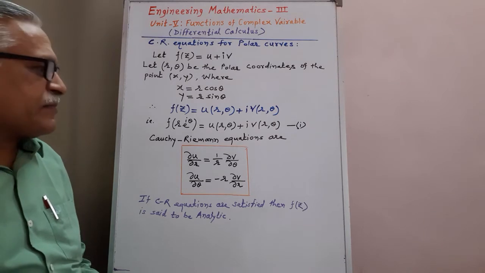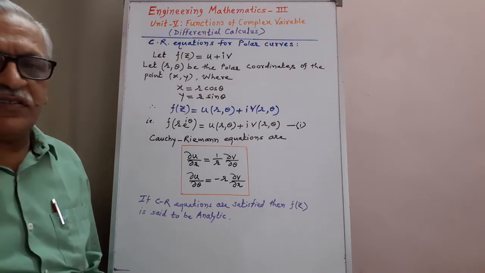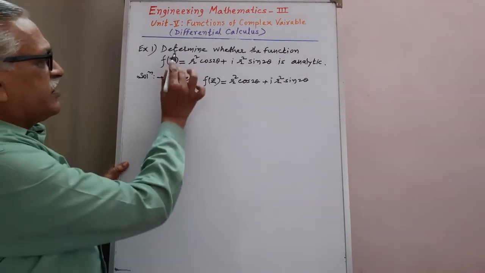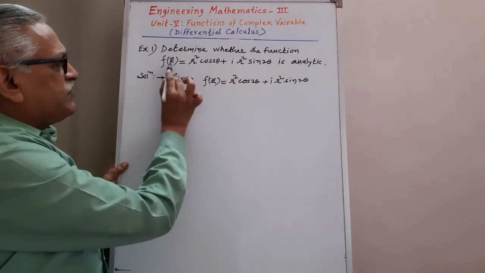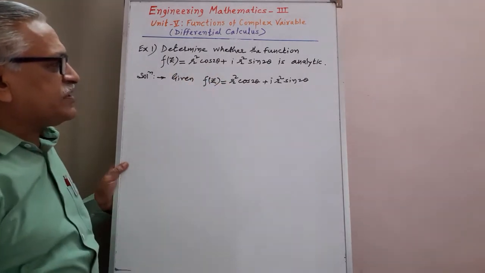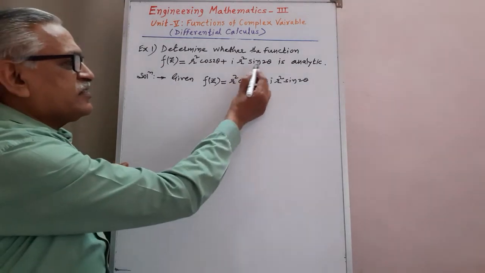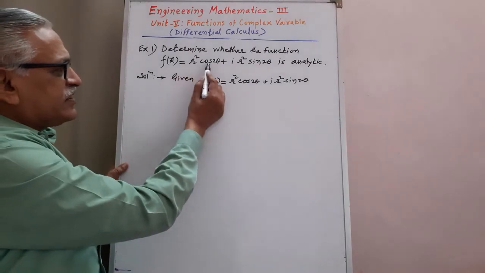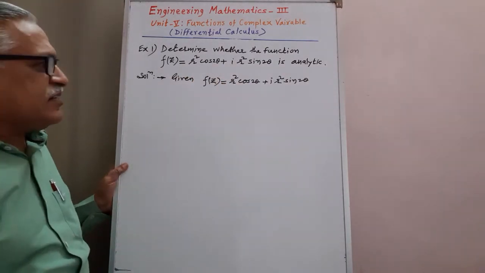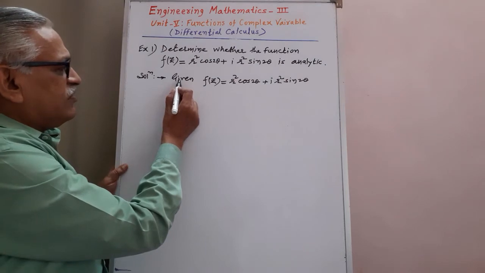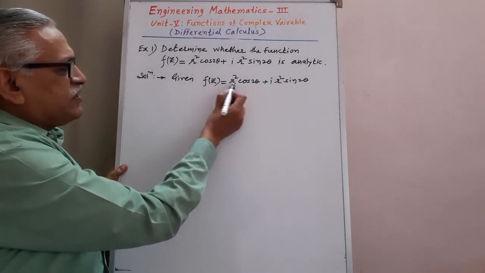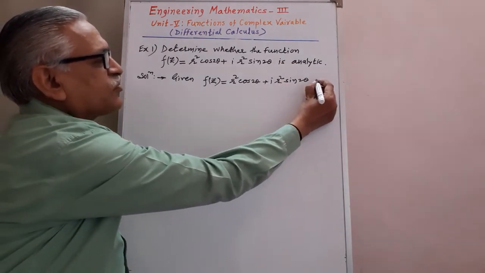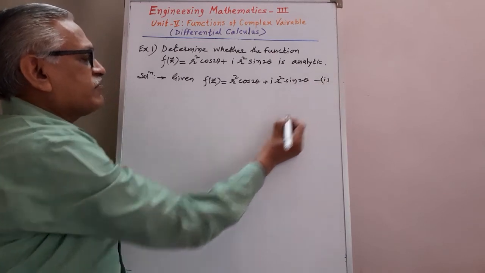For that, I will discuss some simple problems. Example number one: determine whether the function f of z is equal to r square cos 2 theta plus i times r square sin of 2 theta is analytic or not. Here the function is in terms of r and theta, that's why it is a polar type, and therefore consider the given f of z is equal to r square cos 2 theta plus i times r square sin of 2 theta. We call this equation 1.